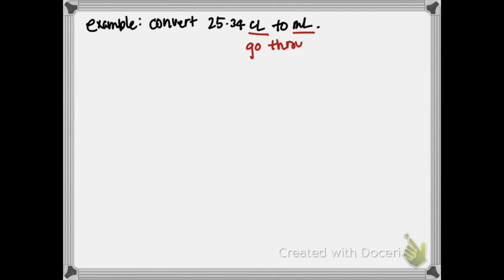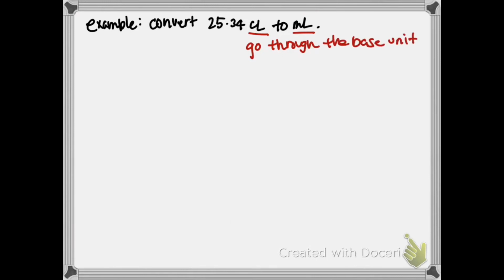So those 2 examples had us converting from a prefix to the base unit. So let's do a little more complicated example here where we're going to convert 25.34 centiliters to milliliters. So we're not going to the base unit here in our problem, and it doesn't ask for the base unit, but we are always going to go through that base unit. So it's going to be 2 steps. Okay, so we want to go through the base unit.